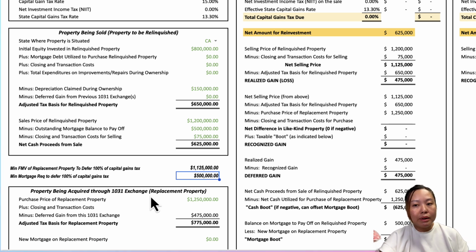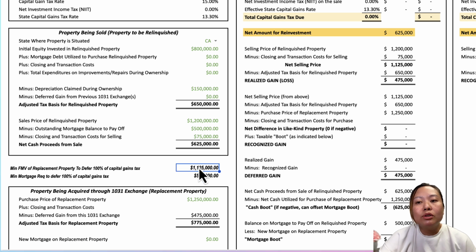So for the new property, you need to buy at least $1.125 million, and you need to have a new mortgage on that new property of at least 500K. Otherwise, you risk having to pay some boot.